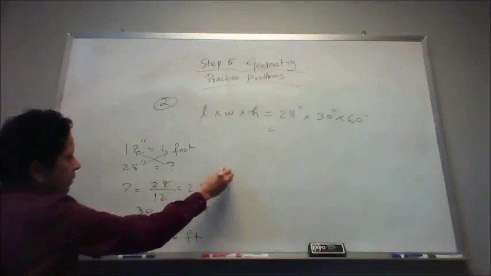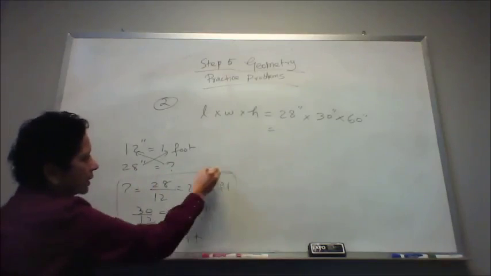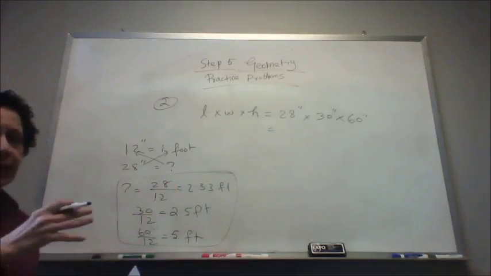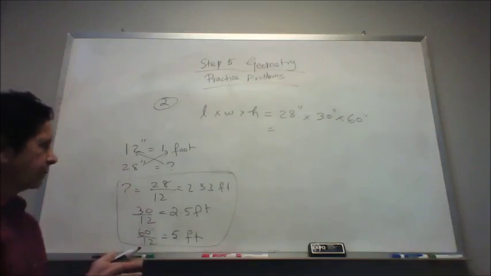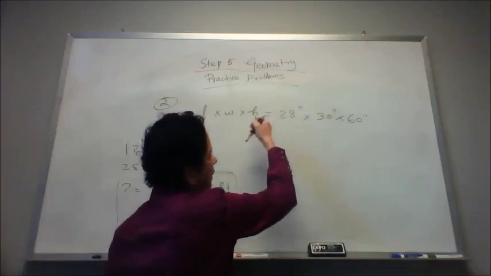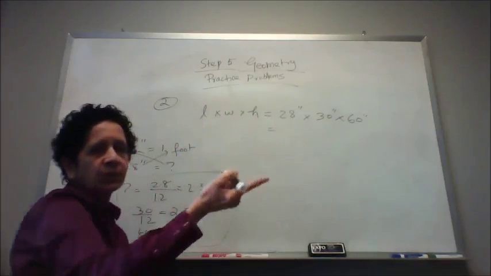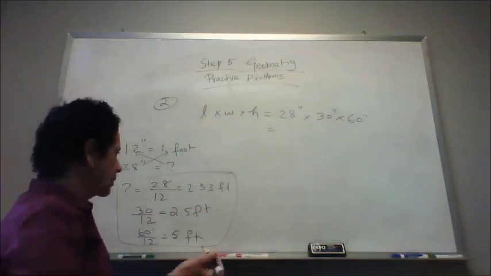So the first thing you need to do is convert all the dimensions from inches to feet, okay? Once you do that, in the formula, it's length times width times the height, just multiplying the 3 dimensions.